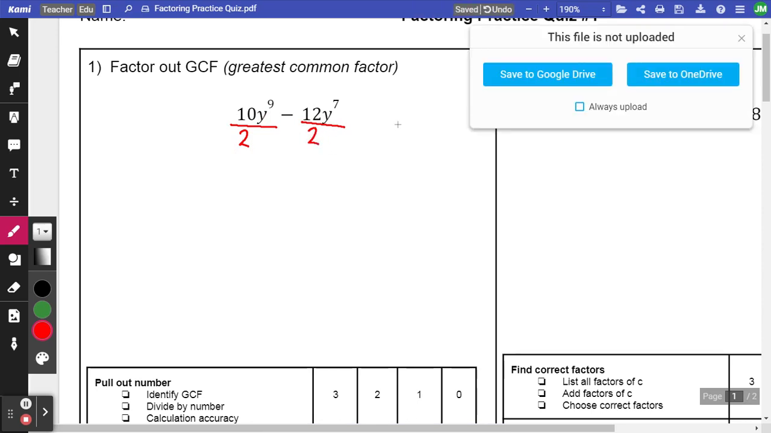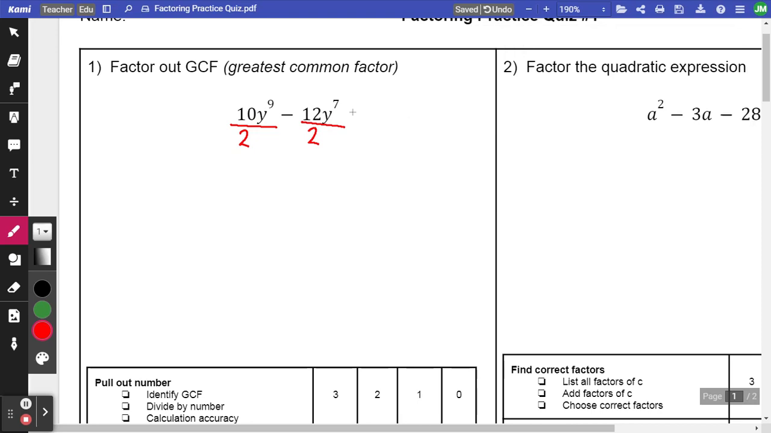Alright, and then let's look at the variables. The lowest variable here for y is 7, and then here the highest one is 9. So at most I can pull out y to the 7th on both of these. So that means my greatest common factor is 2y to the 7th.